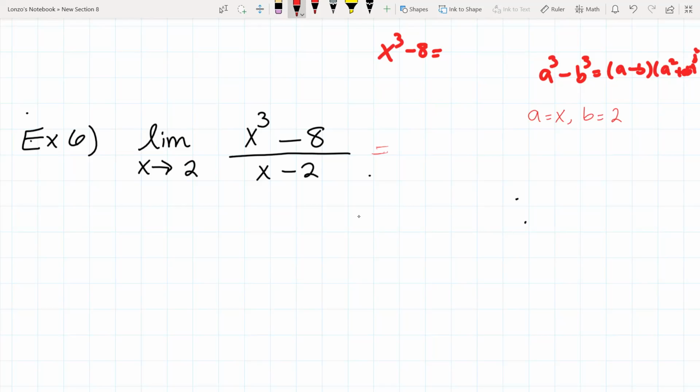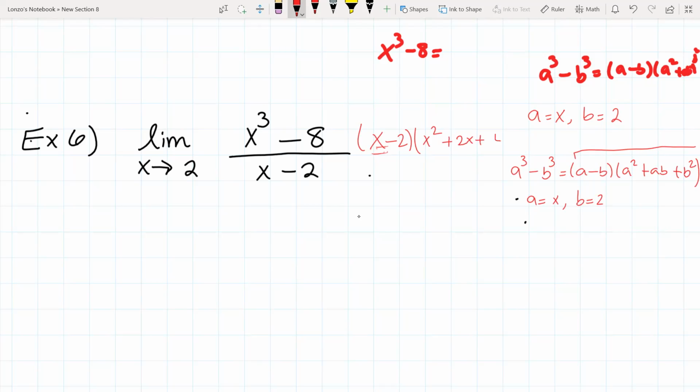So once you know your A and your B, just put them in this formula. Let me write out the formula again. It's A cubed minus B cubed equals A minus B times A squared plus AB plus B squared. Our A value is X and our B value is 2. So the numerator will be A minus B, which would be X minus 2, times A squared, which is X squared, plus AB, which is 2X, plus B squared, which is 4. And the bottom is just X minus 2.